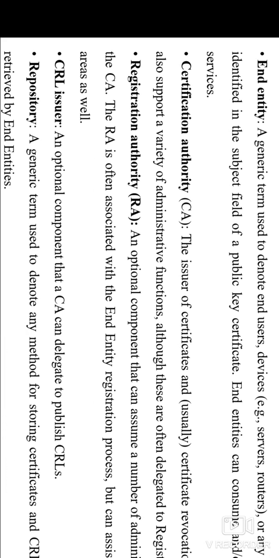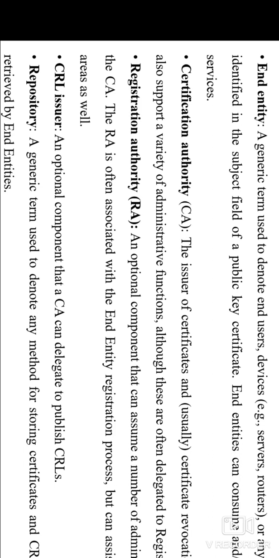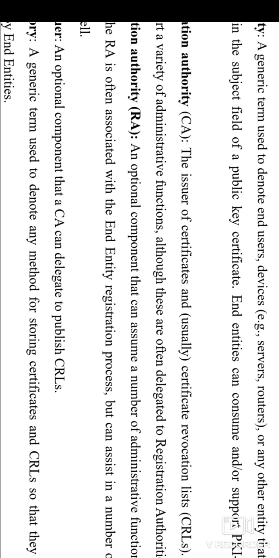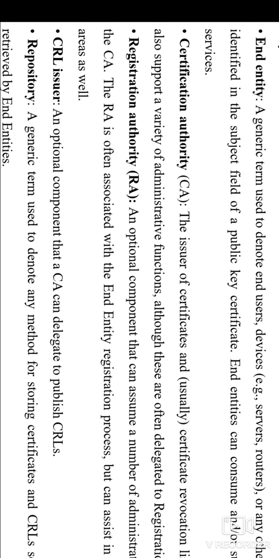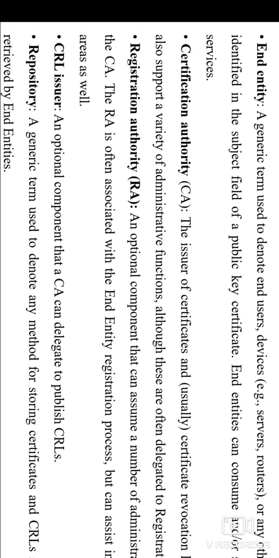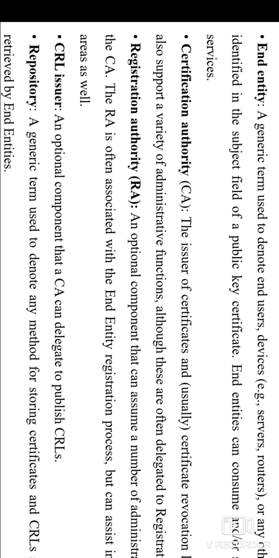The next element is CA, that is CA denotes certification authority. So he is the person who issues the certificates and the CRL. CRL is nothing but certificate revocation list. So he issues the certificate to the end users, and it supports a variety of administrative functions also. So next one is registration authority.